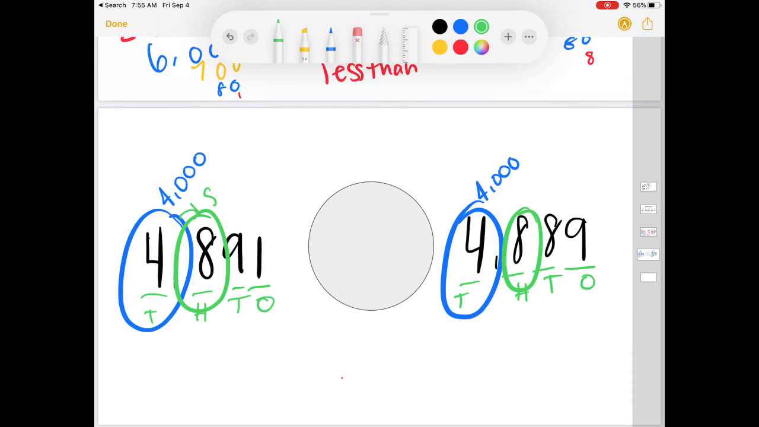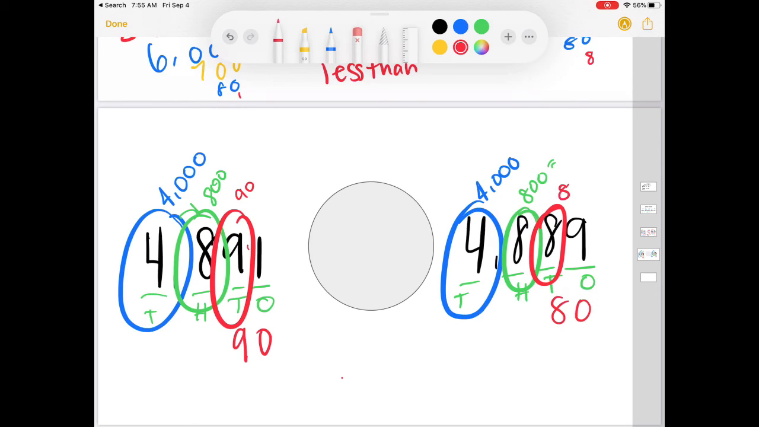I'm going to look at my hundreds. I have 8, so I know it's worth 800. Another 8, worth 800. They are the same number, so I need to move on to my tens. Let's look at our tens. I have a 9, which is worth 90. And then I have an 8, which is worth 80. 90 and 80 are not the same number. So which is more? If I have 9 tens, 1, 2, 3, 4, 5, 6, 7, 8, 9, or if I have 8 tens, 1, 2, 3, 4, 5, 6, 7, 8.